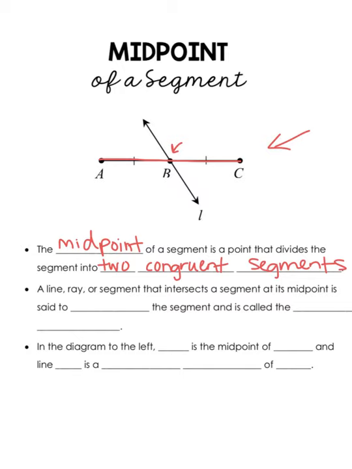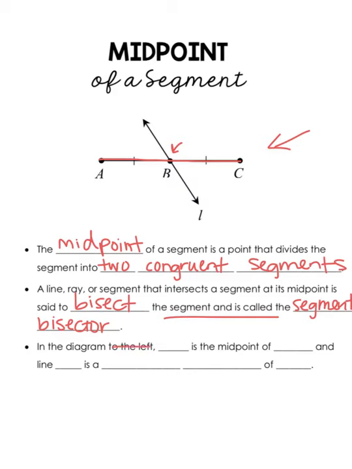So let's just keep going. A line, ray, or segment that intersects a segment at its midpoint is said to bisect that segment and is called the segment bisector. So some new vocabulary words, so you want to write these down. So I'll read that again. A line, ray, or segment that intersects or crosses a segment at its midpoint is said to bisect that segment. So if it crosses at its midpoint, then it's called the segment bisector.